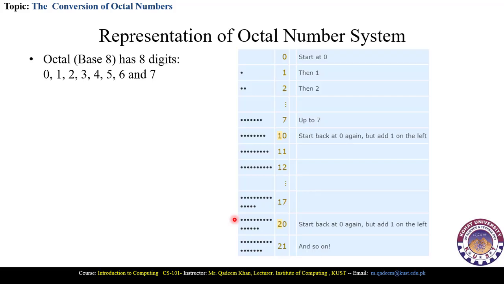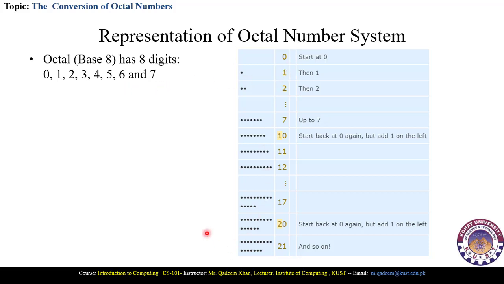This is the representation of the octal number system. As the octal number system has base 8, that means that there are a maximum of 8 digits in the octal number system, and the first, which is the least significant digit, is 0, and the most significant value is 7. So 0, 1, 2, 3, 4, 5, 6, and 7. All the numbers are in fact composed with the help of these 8 digits.